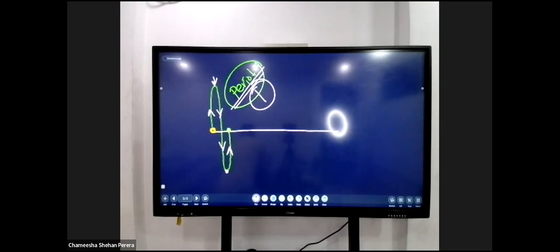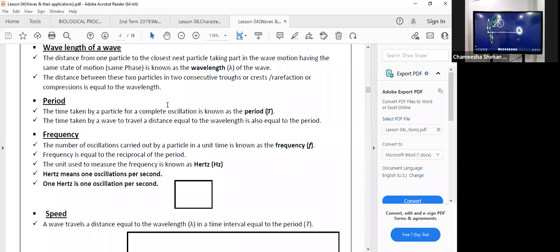That's the definition. That's one definition actually. See here, the time taken by a particle to complete one oscillation is known as the period. That's very true. We can understand. It's clear, right? Okay, the next part, the time taken by a wave to travel a distance equal to the wavelength is also the period. Okay, that's complicated.